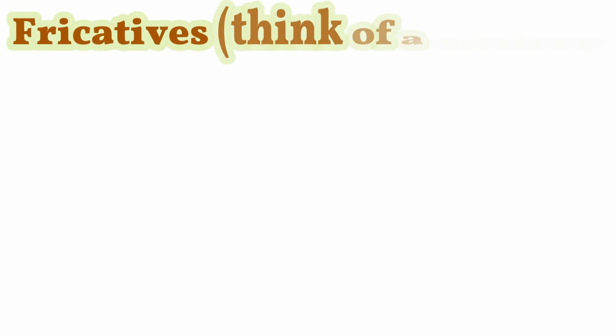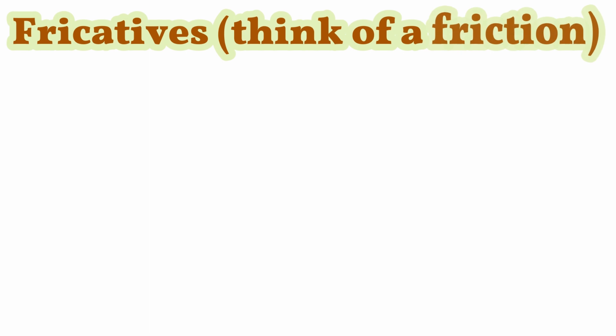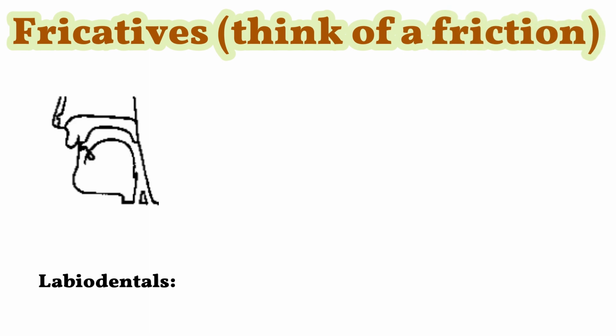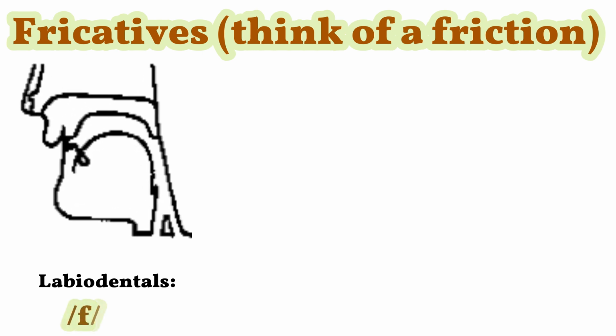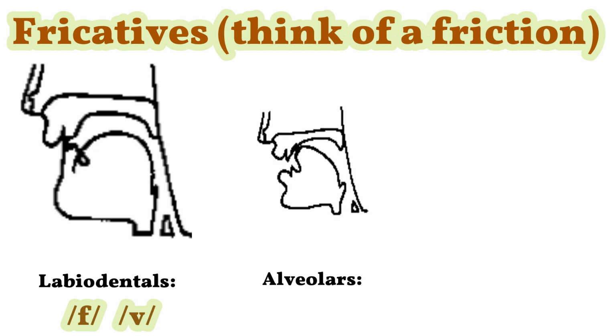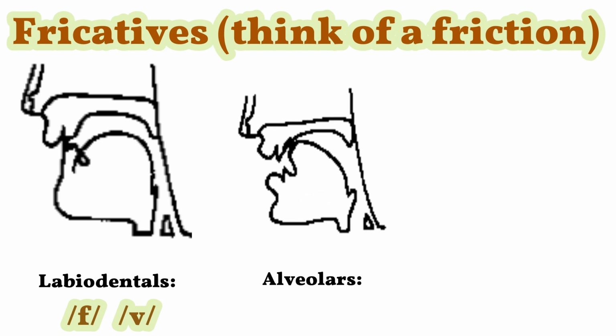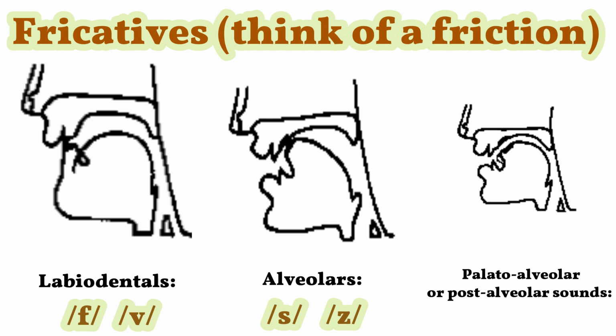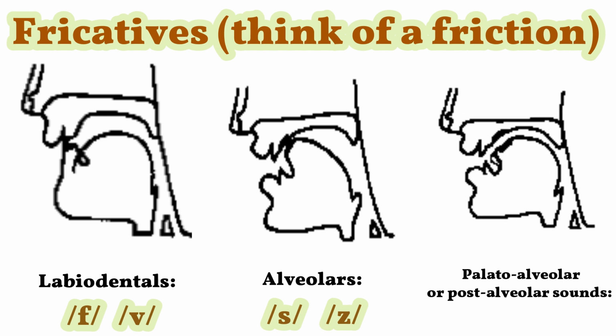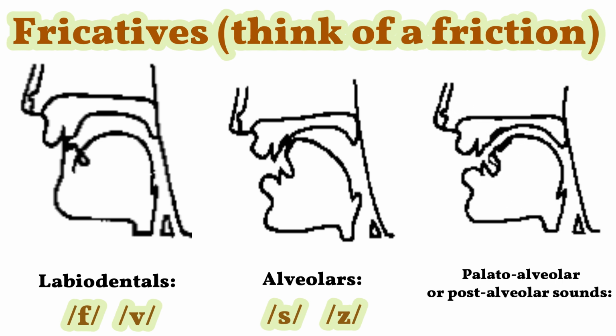Fricatives. This time think of a friction, like a hissing sound. Some labiodentals are fricatives, like F, V. Some alveolars are also fricatives, like S, Z. Some palatoalveolar or postalveolar sounds are also fricatives, like sh, j.